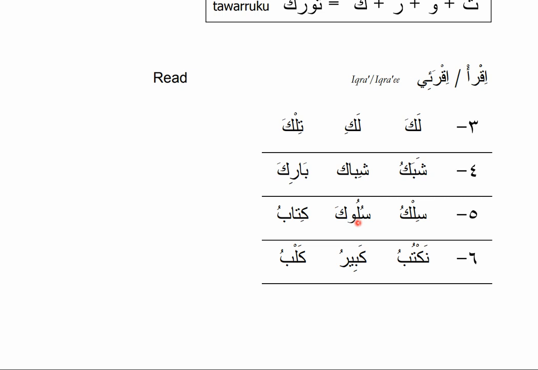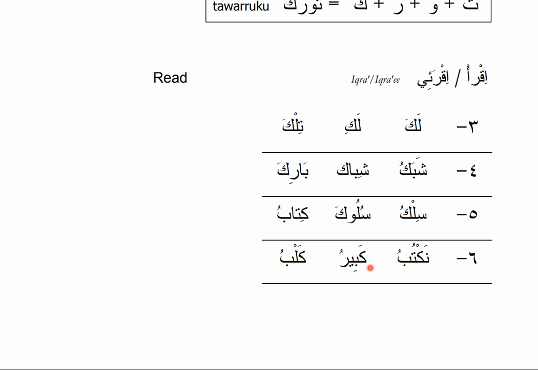silku, suluka, kitabu. Now the moment the kaf comes as the initial letter, its original form is gone and it's written like a Z. It is just the mirror image of Z.